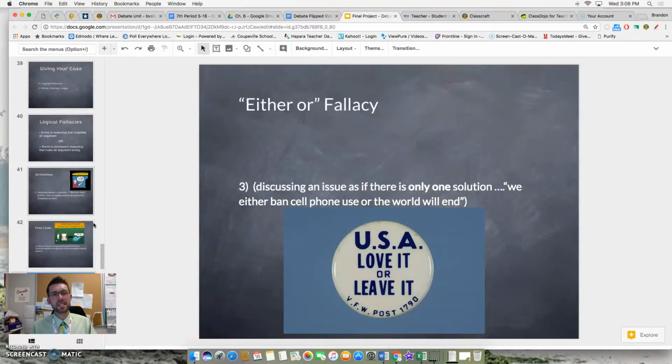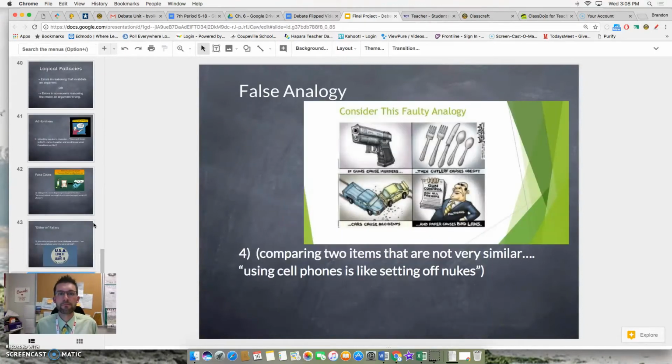So once again, you can see hopefully the fallacy or the error in judgment, the error in the reasoning. It makes no sense that if we don't ban cell phones, the world's going to end. But that's what an either-or fallacy is. They only see one conclusion or one solution to something.